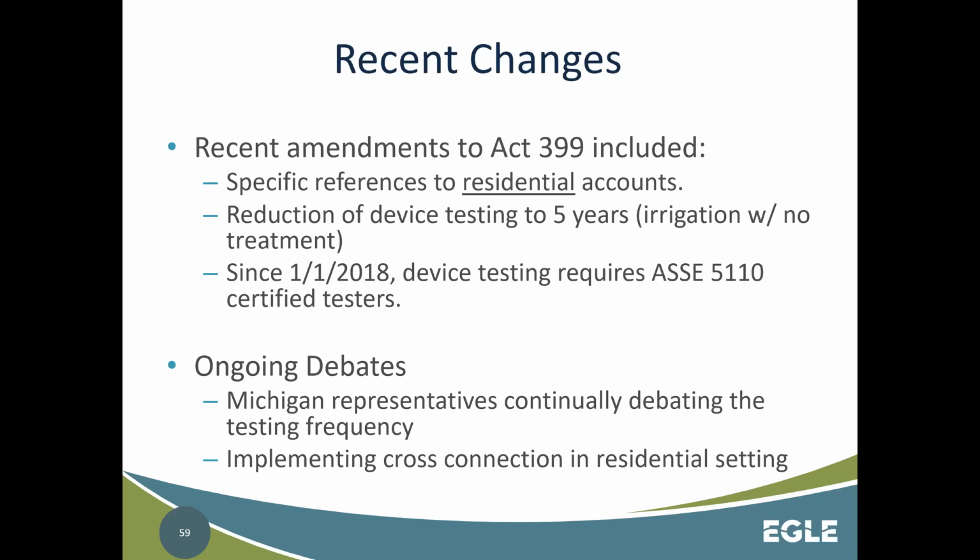The reduction of testing was to 5 years if it's irrigation with no treatment. It isn't 3 like most low hazards, it's every 5. And then in order to test these, you had to be ASCE 5110 certified to do so. That went into effect January 1st of 2018. Before then, it was just anyone who was a licensed plumber could test them. Now, anyone, as long as they're certified, can do that.